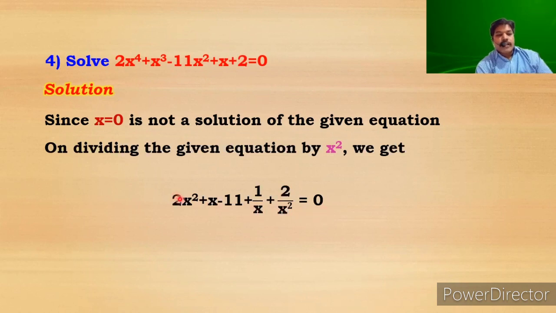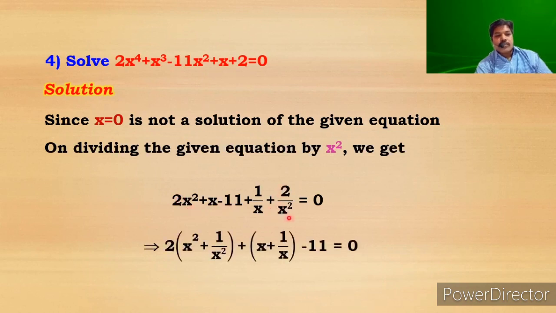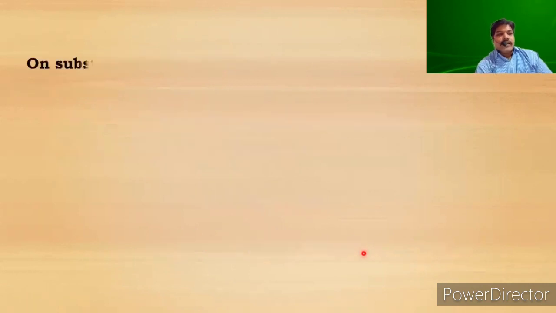So I will take the terms as pairs. So what are the pairs? I will take 2x square plus 2 by x square, so I will take 2 common here. It will become x square plus 1 by x square. And the next term is x plus 1 by x as one pair, x plus 1 by x minus 11 is equal to 0. So I will take x plus 1 by x is equal to y.